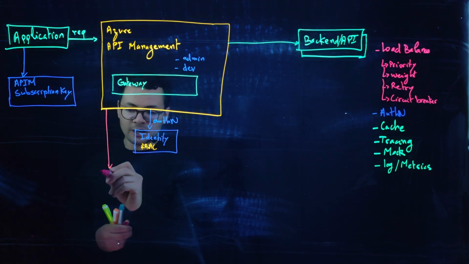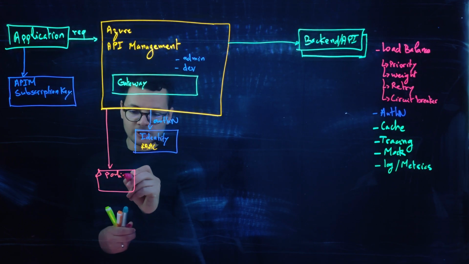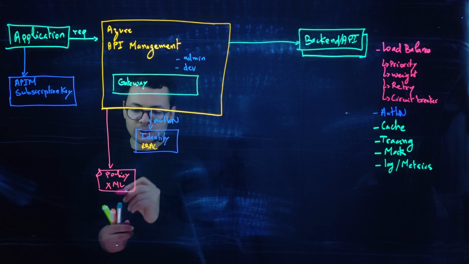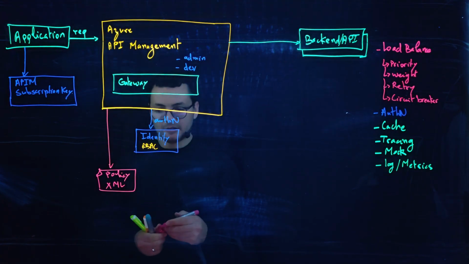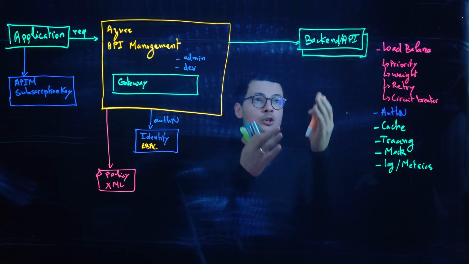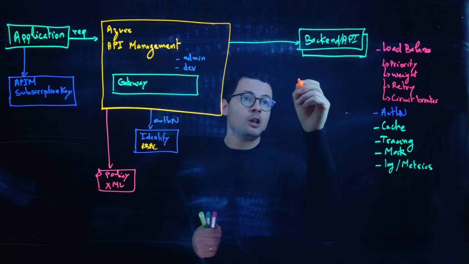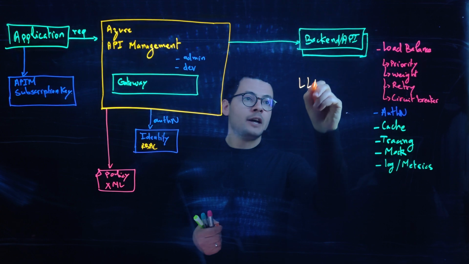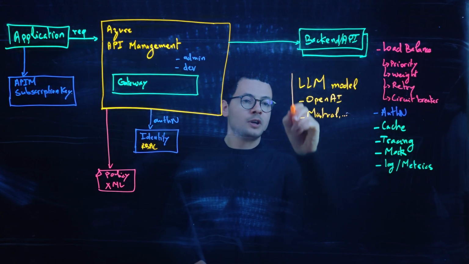So here for each one, there is a policy that would be defined. A policy is an XML definition that will be applied in the API Management for each API. So those are the standard features available in Azure API Management. Those work well when I have a backend API that is a REST API, for example, but it also works well when I have an LLM model like OpenAI, Mistral, or any other model.